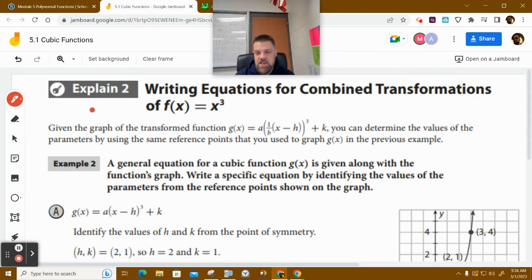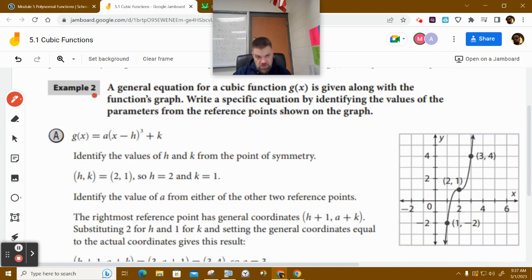Okay, so now we're going to do the same thing. We're just going to do some more transformations. In example number 2, they're giving us g of x is equal to a times the quantity x minus h cubed plus k. So there's no b term, all right? There's no b term. And it says identify the values of h and k from a point of symmetry.